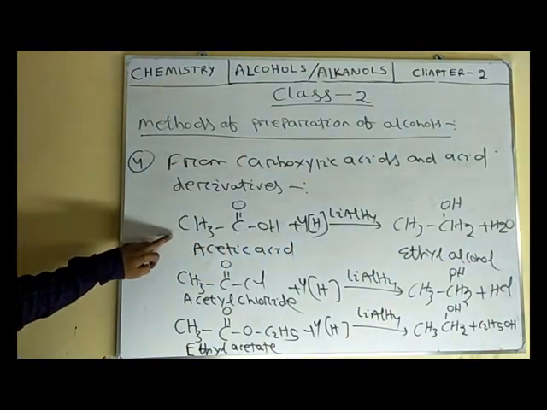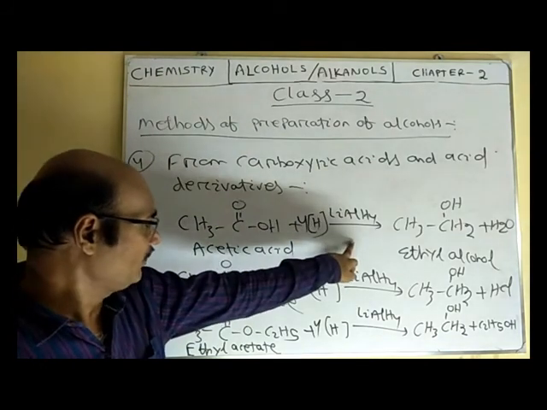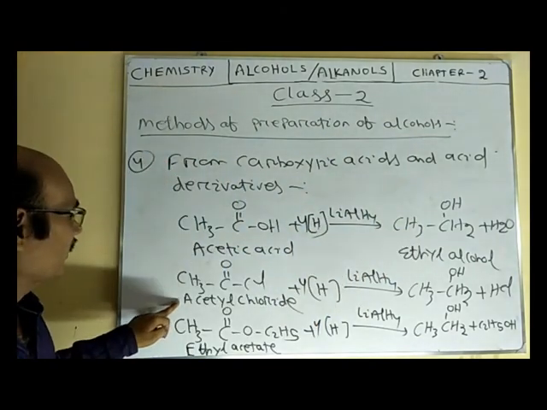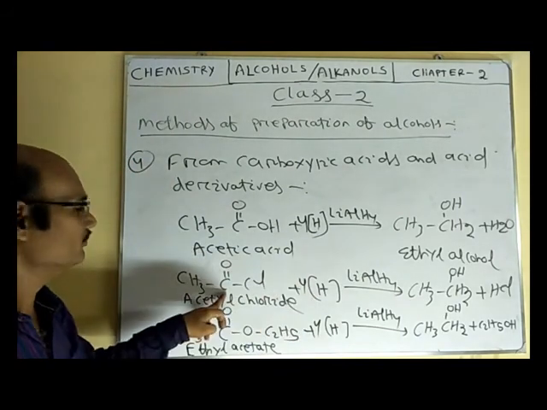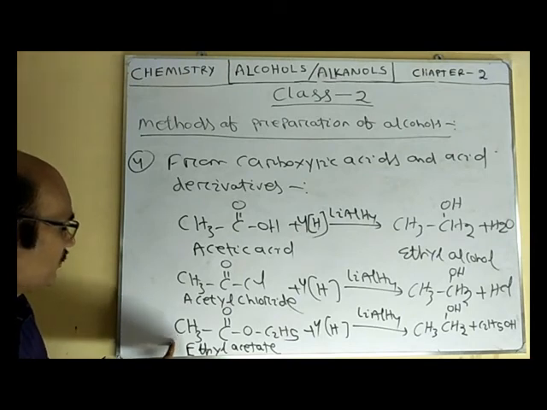So, from carboxylic acid, acetic acid, lithium aluminum hydride undergoes reduction and gives you alcohol, ethyl alcohol. From the acid chloride also, we are getting this ethyl alcohol. The hydrogens are being added here, and this becomes OH. This also we can get from ester.